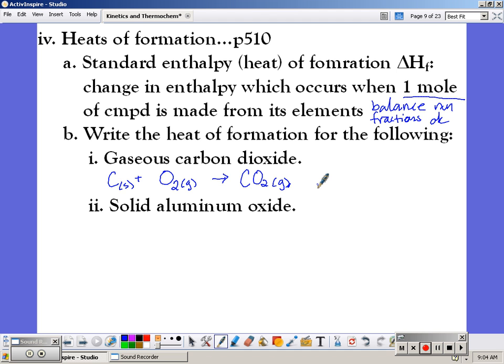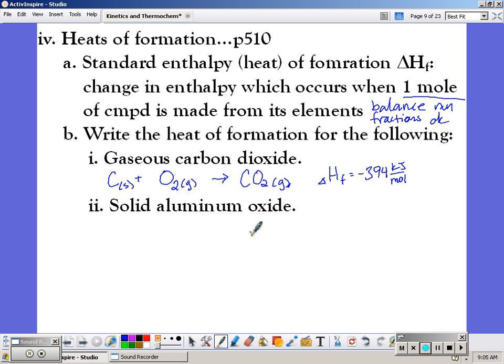So then we can look on page 510, and we can see that carbon dioxide has a delta H of formation, or heat of formation, of negative 394 kilojoules per mole. So if I wanted to have 2 moles of carbon dioxide, I would just multiply this by 2, and that's how much heat would be released when we made 2 moles of CO2. If I want half of a mole of CO2, then all I would have to do is divide this by 2 to figure out how much heat is released.